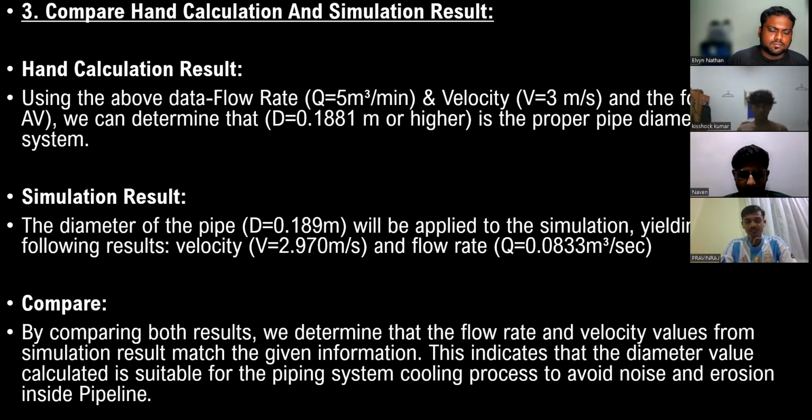For the simulation result, the diameter of the pipe is 0.189 meter, which was applied to the simulation, yielding the following results: velocity equals 2.970 meters per second, and flow rate equals 0.0833 cubic meters per second. Comparing both results, we can determine that the flow rate and velocity values from the simulation match the given information. This indicates that the calculated diameter is suitable for the piping system of the cooling process to avoid noise and erosion inside the pipeline.